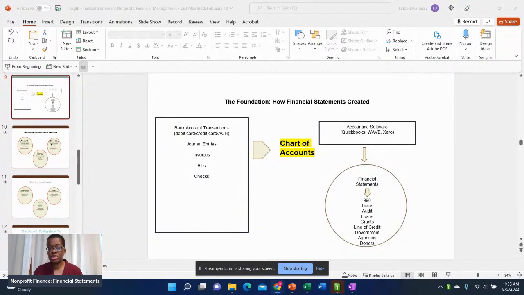Financial statements, of course, are always used for a purpose. Just similar to small businesses, financial statements in the nonprofit sector are used for the 990, for audits, for loans, for grants, lines of credit, if you have to report to government agencies, and even donors. Financial statements are very, very important because in the nonprofit sector, we have many internal and external stakeholders that we have to report to.